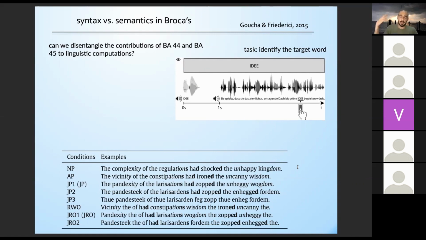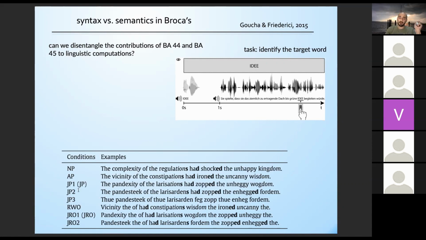And then they had other conditions that would deprive the prose of certain features, like its meaning in the anomalous prose. So the vicinity of the constipation had iron the uncanny wisdom. Doesn't make any sense, okay? Also a little bit weird. But you see that there are a lot of elements that actually are preserved. Like for instance, the morphology, verbs, function words, and the fact that the same category of words would occur in the same position. So you have noun, noun, verb, verb, adjective, adjective, and so on, okay?